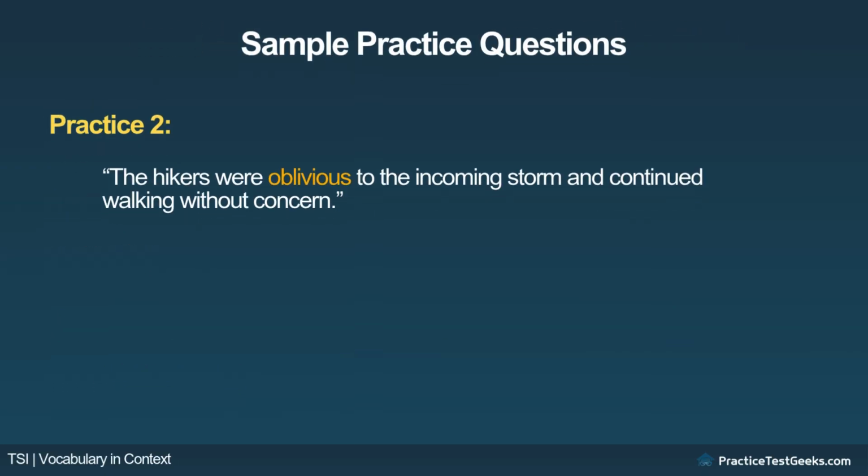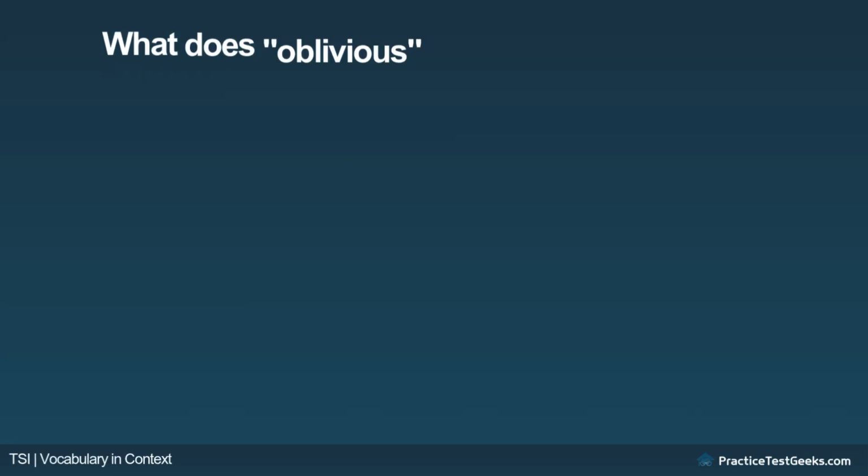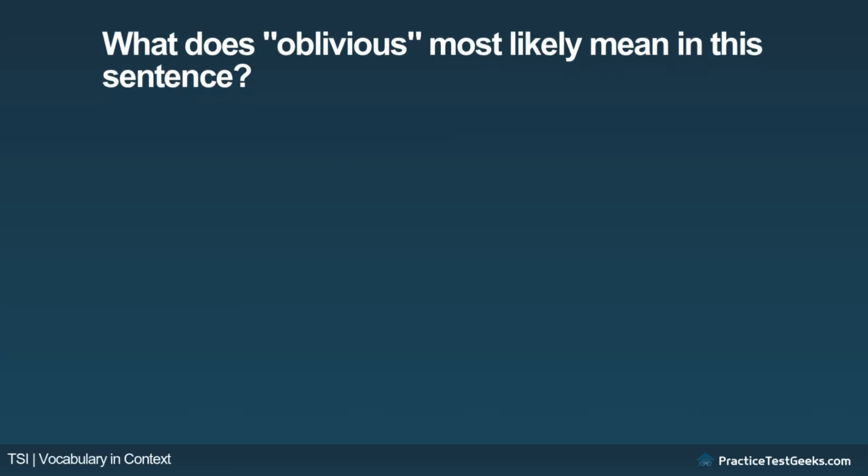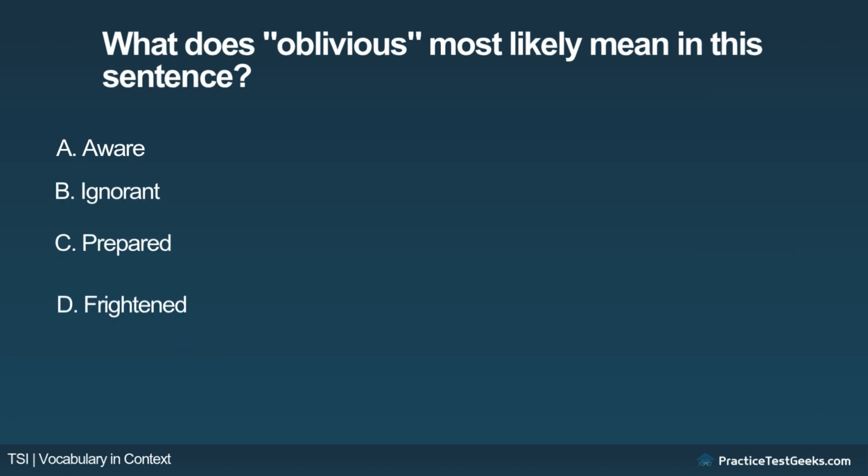Practice 2. The hikers were oblivious to the incoming storm and continued walking without concern. Question: What does oblivious most likely mean in this sentence? A. aware, B. ignorant, C. prepared, D. frightened. Correct answer: B.